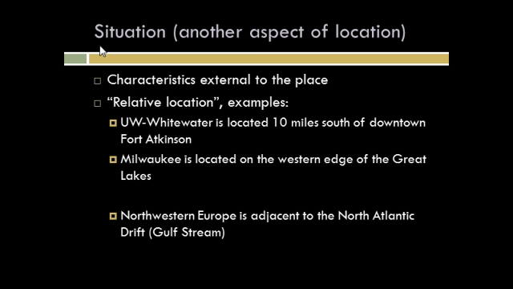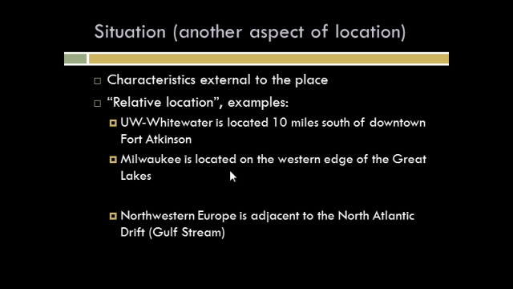There is another aspect of location, and it's called situation. When we're describing situation, we're talking about characteristics that are external to that particular place. And thus another word for this is relative location. Two examples of the situational aspect of places follow right here. UW-Whitewater is located 10 miles south of downtown Fort Atkinson. So notice what we're doing here. We're relating it to some other place. We're giving the relative location.